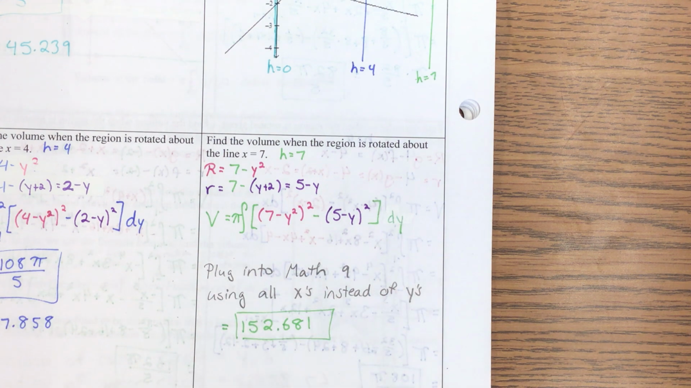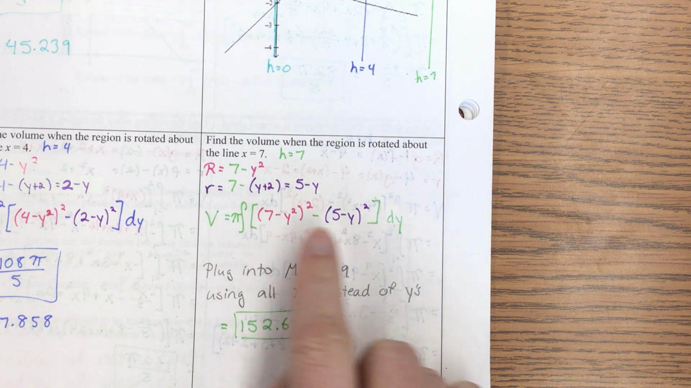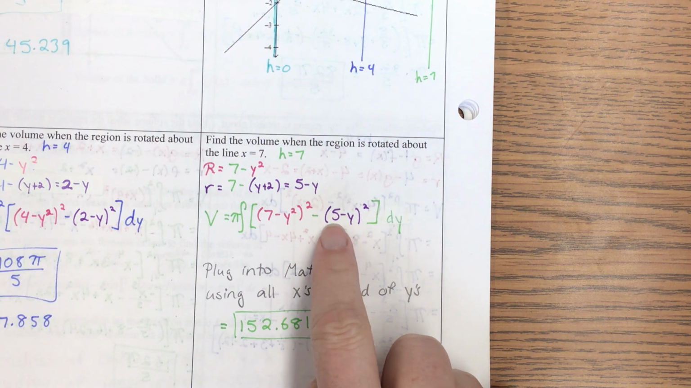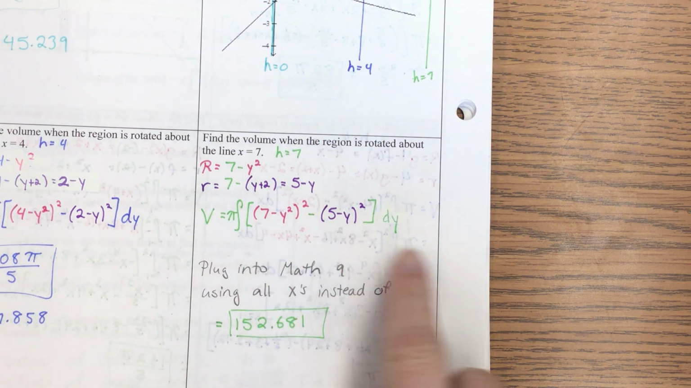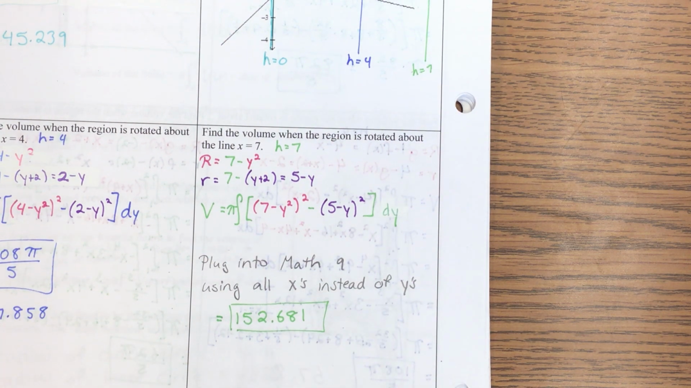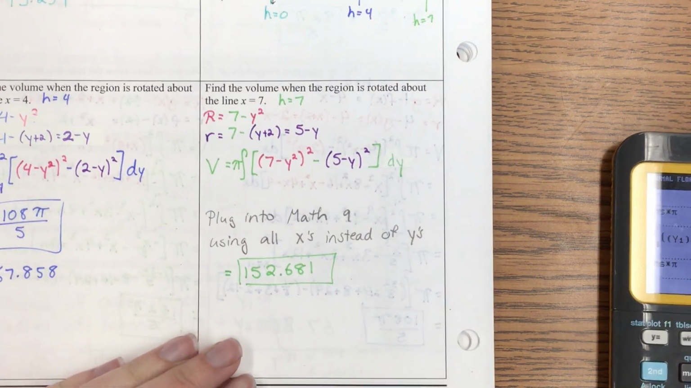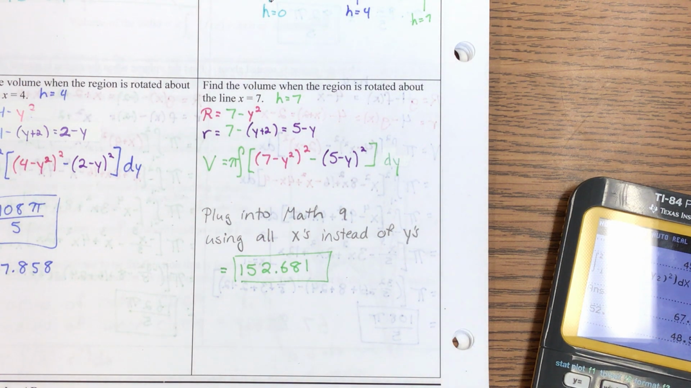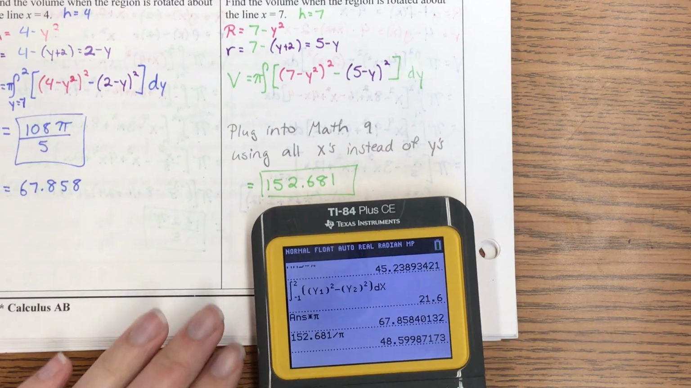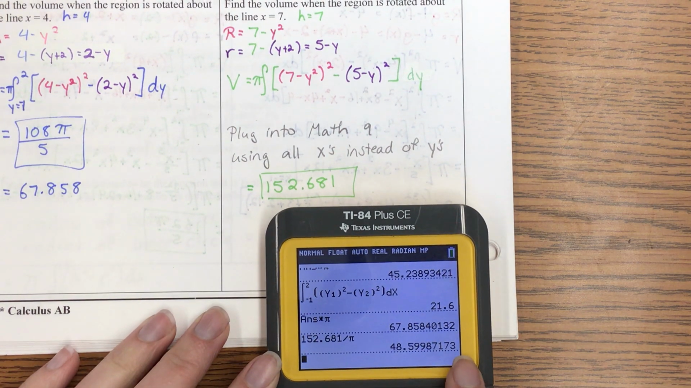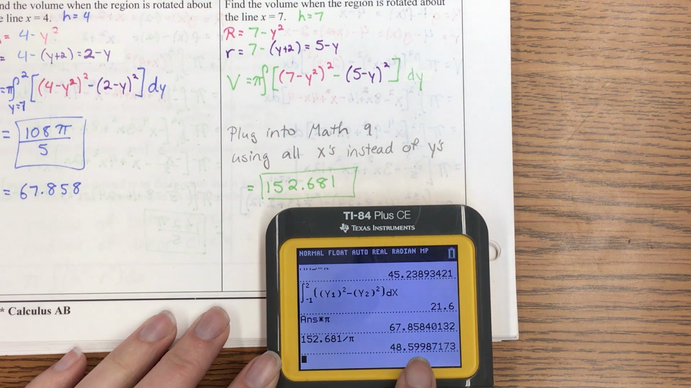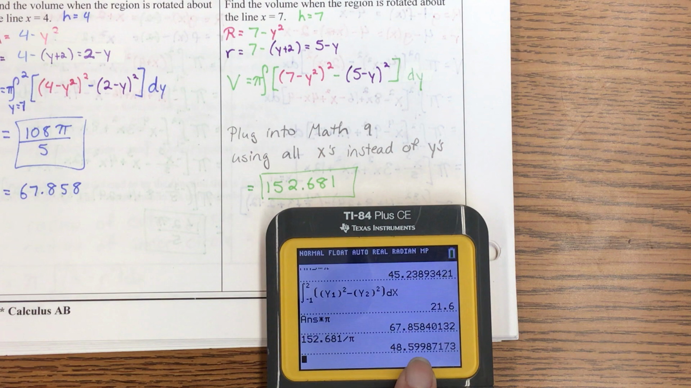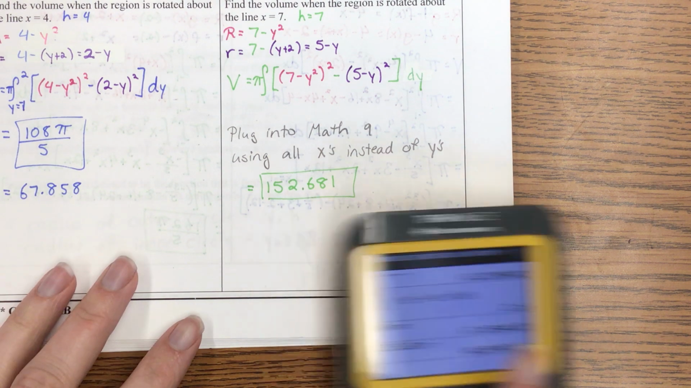And then as you plug this in, plug in big R for y1, plug in little r for y2. Do that exact same thing. I got 152.681, which divided by pi is 48.59987, and so on, with a pi next to it. 48.600 is how you would round that for a test. 48.600 pi, which is this.